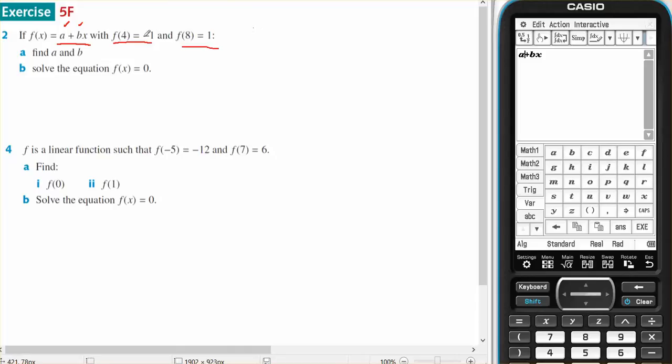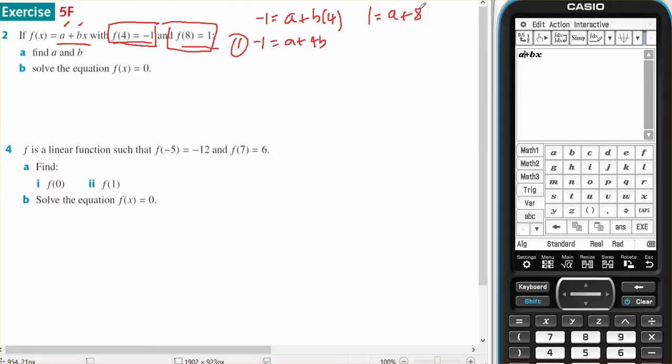So, if I sub in the first piece of information, that will give me -1 equals a plus b times 4, or -1 equals a plus 4b. I'm going to call that equation number 1. The second piece of information is y equals 1 when x equals 8. So 1 equals a plus 8b is equation number 2. I could solve this simultaneously.